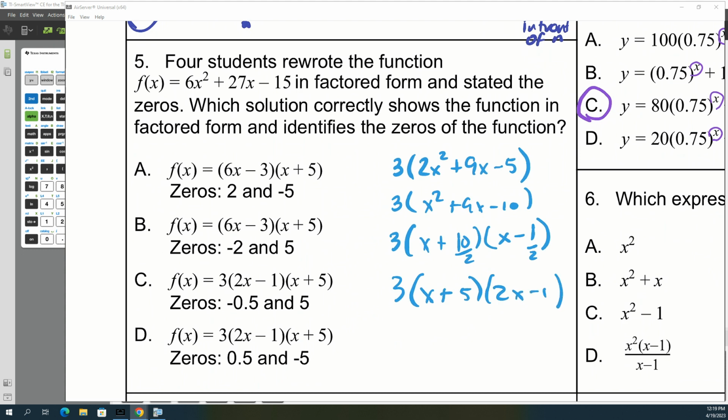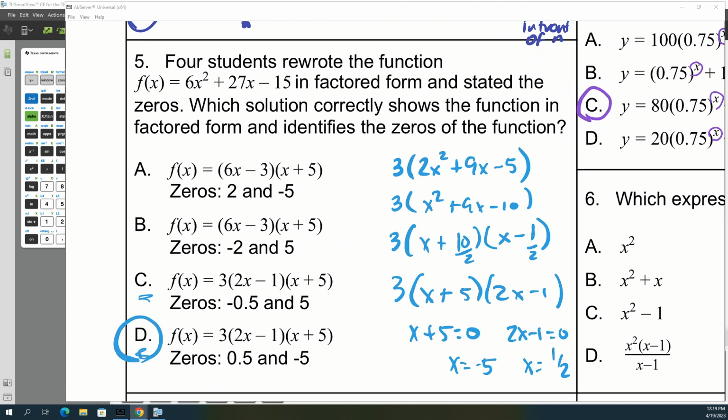All right, that gives us 2 possibilities. And then the zeros are whenever you take those and set them equal to 0. All right, so that's going to be D.